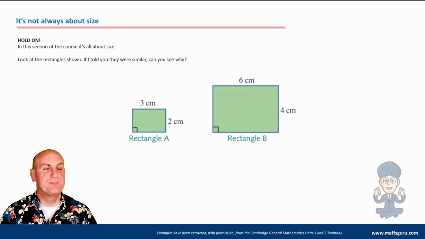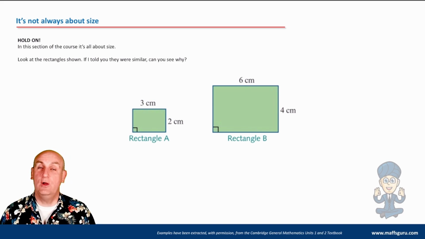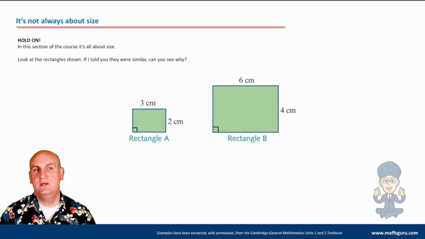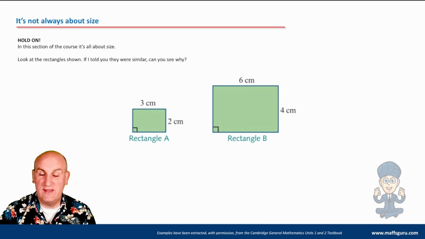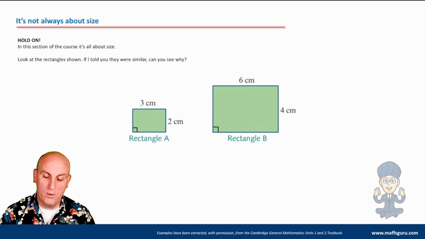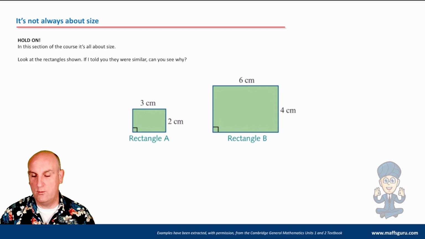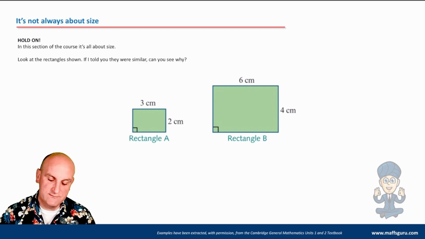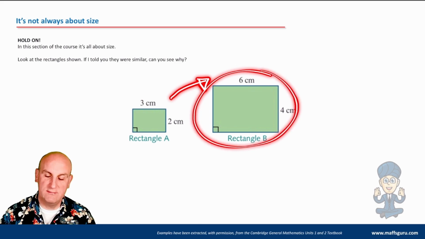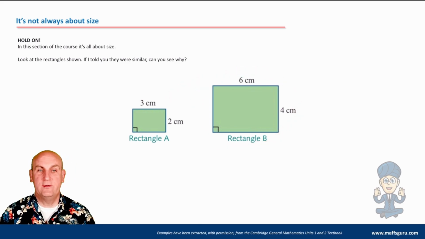But anyway, this section of the course is actually all about size, and if we look at the rectangles shown here, I'm going to tell you they're actually similar. So they are what we call similar. Now in maths, that basically just means that I've taken this rectangle here and done something to it to turn it into the second rectangle here. Now you're probably turning around and going, "You've doubled it," and I'm like, "Yeah, congratulations."